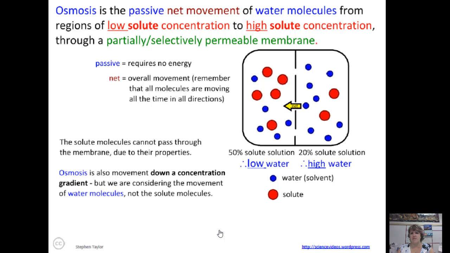So in this case, if we have 50% solute, we would have 50% water. If we had 20% solute, we would have 80% water. So this would be the higher water, and this is the lower water. So the water would move from the right side to the left side.